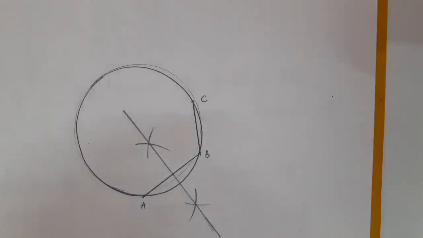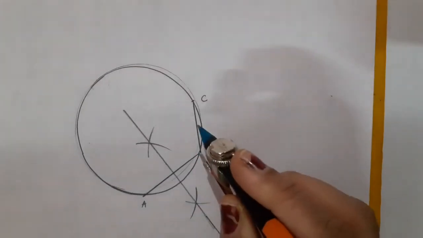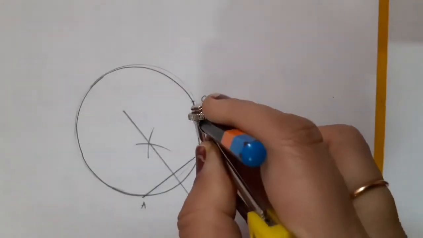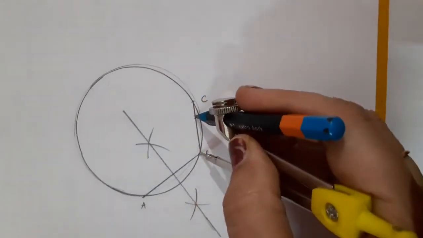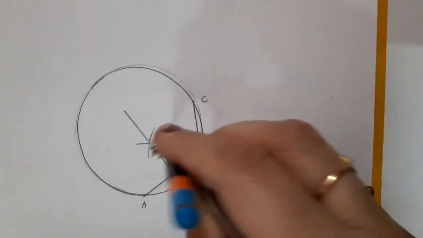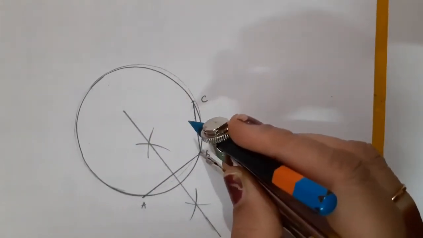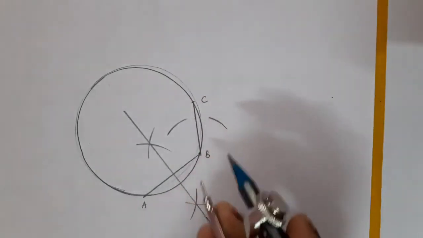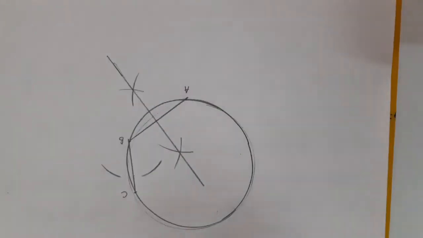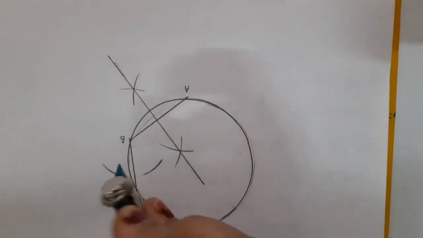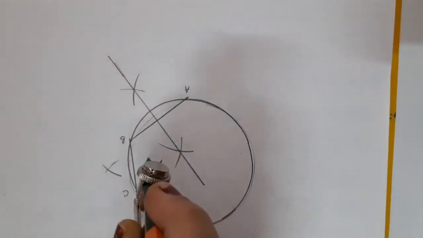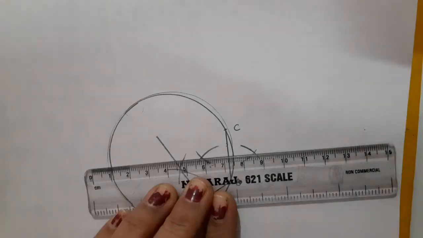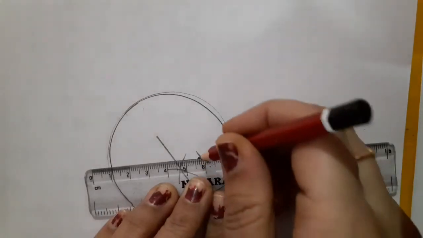In the same manner, go for the perpendicular bisector of the another chord, that is BC. Take more than half of the length BC. Fine. While taking B as center point, draw 2 arcs, and while taking C as center point, cut both of these arcs. Correct? And join them. Let us join them now.